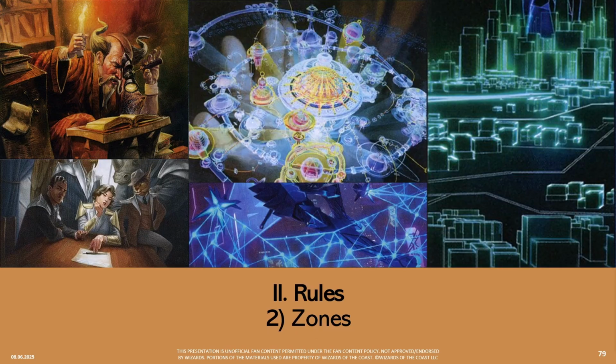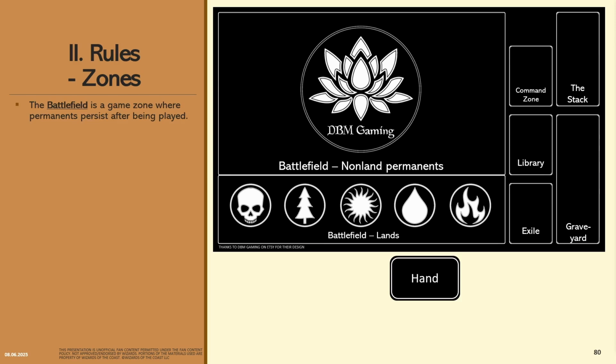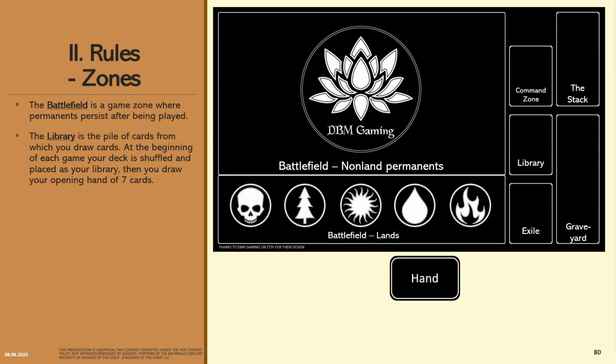Cards are the only actual game piece that you'll need to play, and these cards can be located in different zones. The battlefield is a game zone where permanents persist after being played. The library is the pile of cards from which you draw cards. At the beginning of each game, your deck is shuffled and placed as your library. Then you draw your opening hand of 7 cards. Your hand consists of the cards that have been drawn. You can play cards from your hand.